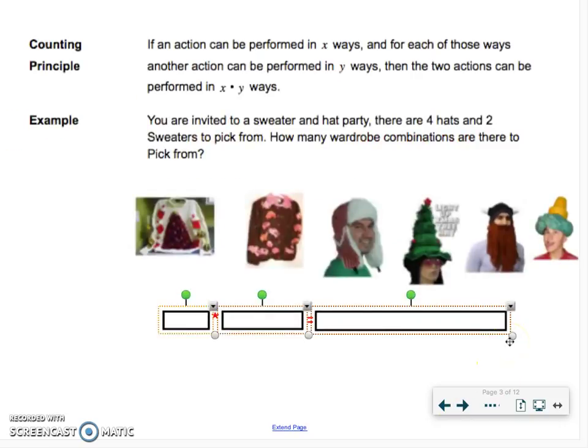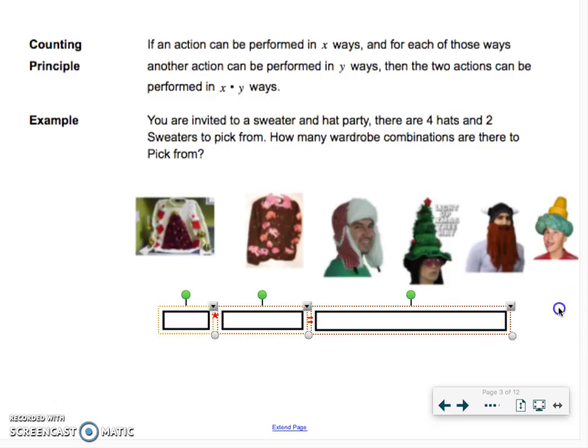So let's move on to the counting principle. For the counting principle, basically what it is: if an action can be performed in X ways, and for each of those ways, another action can be performed in Y ways, then the two actions can be performed in X times Y ways. So basically all we're going to be doing here is multiplying the number of options we have for each thing together.